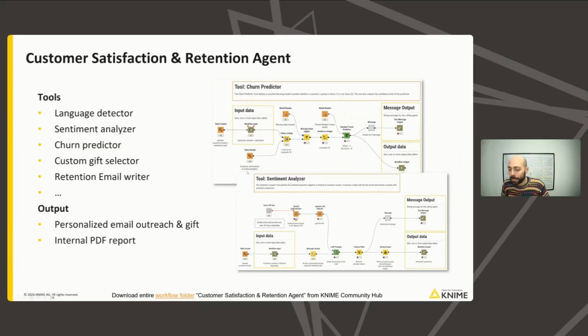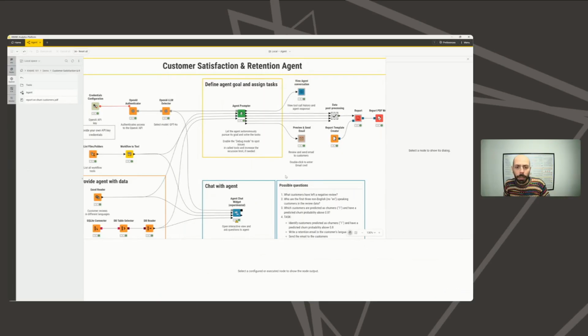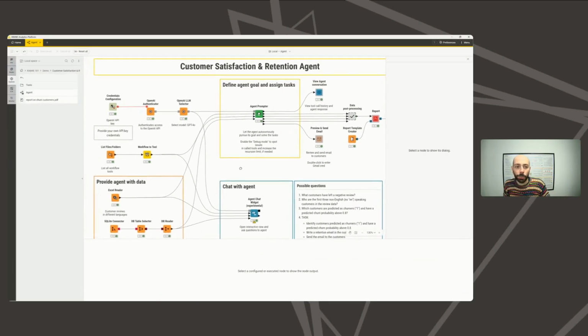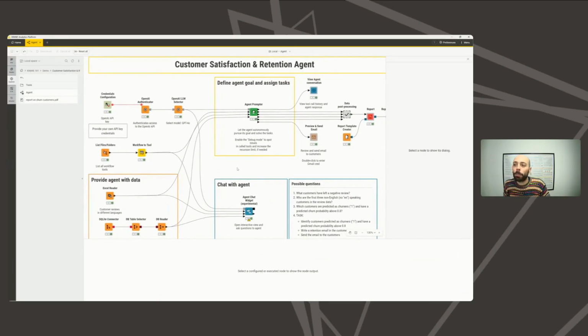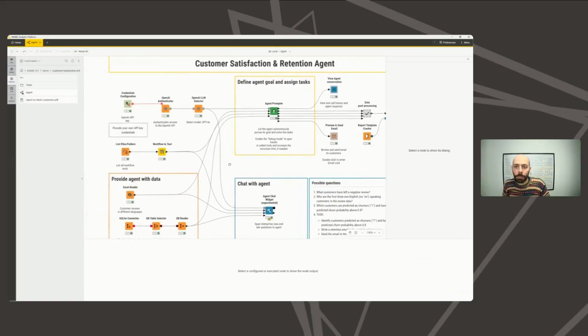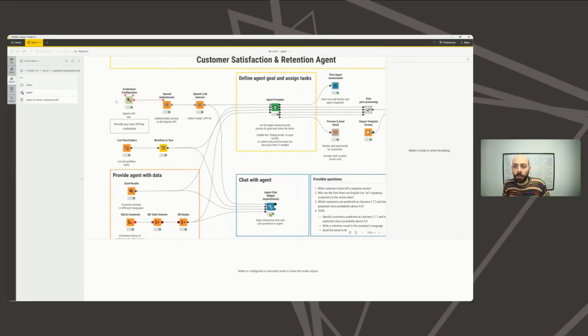Now, with this being said, I'd like to move to KNIME Analytics Platform, and I would like to navigate you to the components that we see here in this agent, in the customer satisfaction and retention agent. So this is what you saw already on the slide, but I want to go step by step. Okay, so let's start from the very top part, top left corner.